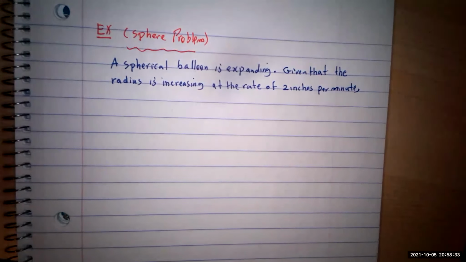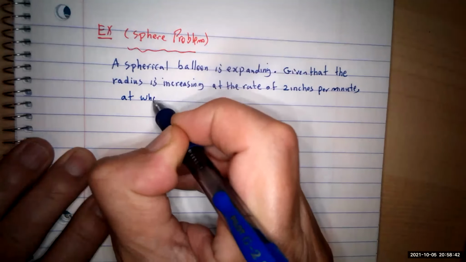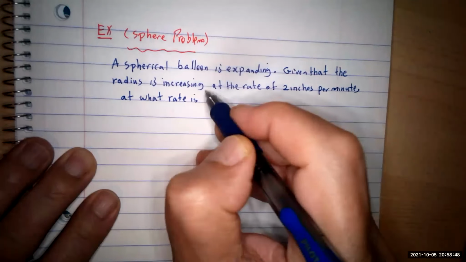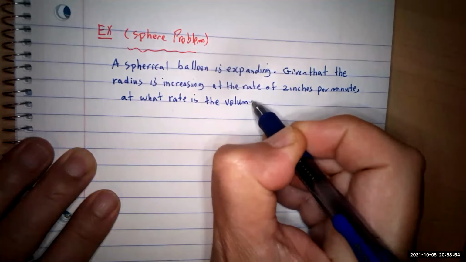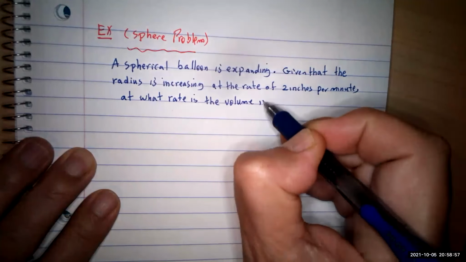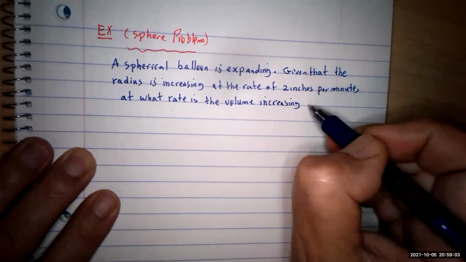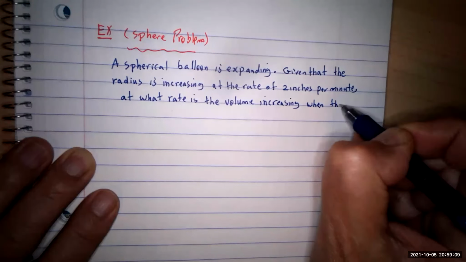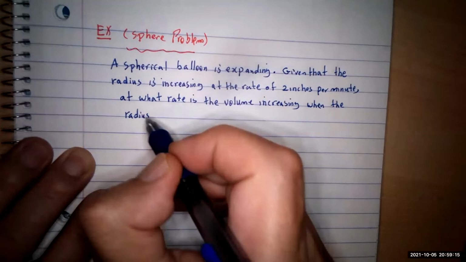Okay, so the radius is increasing at what rate? At the rate of 2 inches per minute. That's a given rate. So they want, at what rate is the volume of the sphere increasing when the radius is 5 inches?